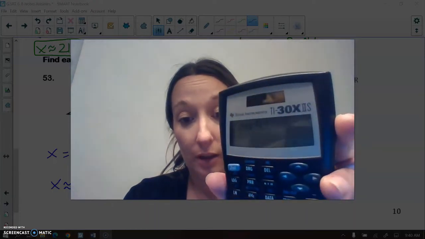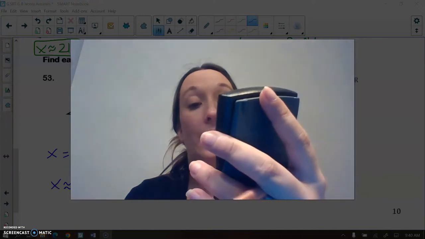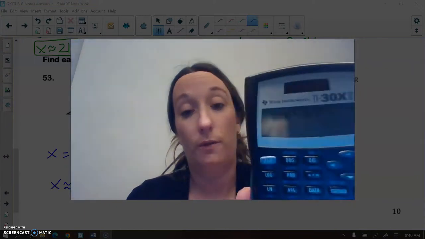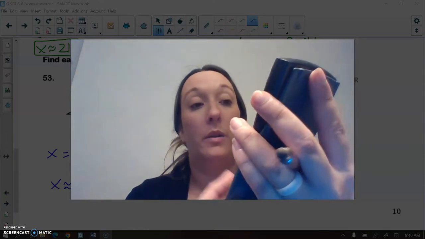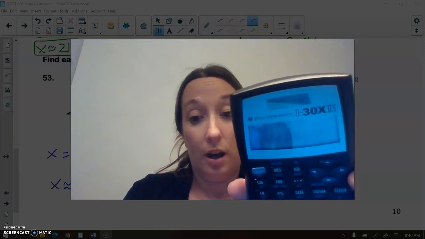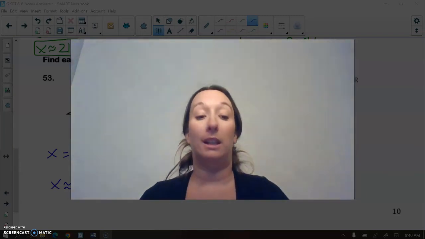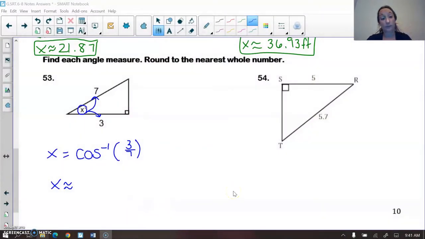So you wind up with this, and then 3 divided by 7, like so. When you hit equals, rounded to the nearest whole number, you get about 65 degrees.